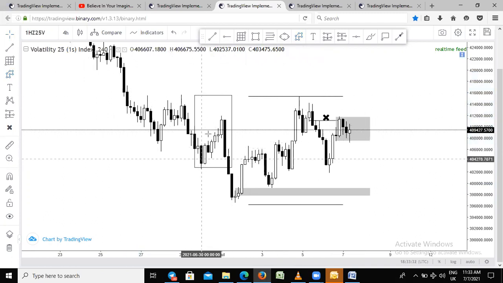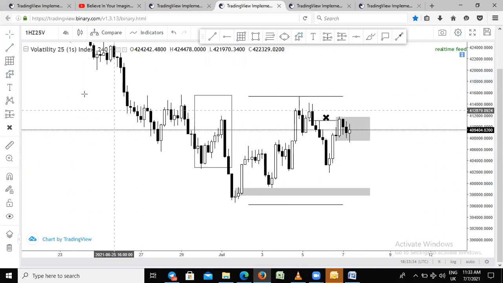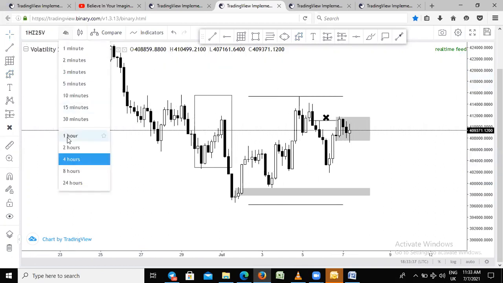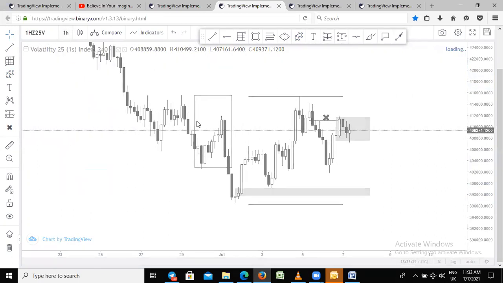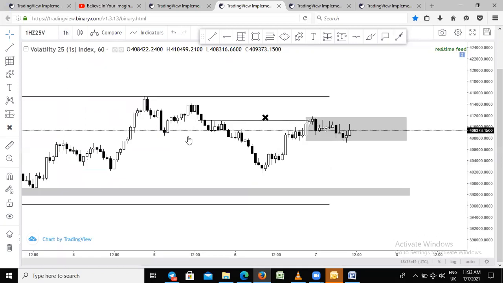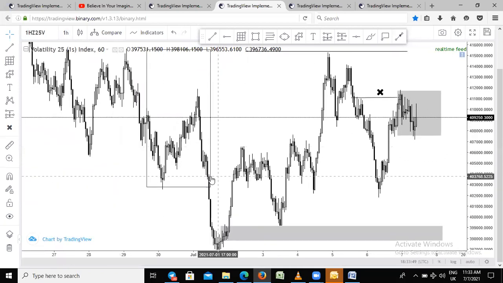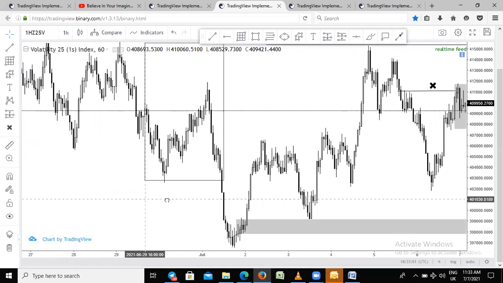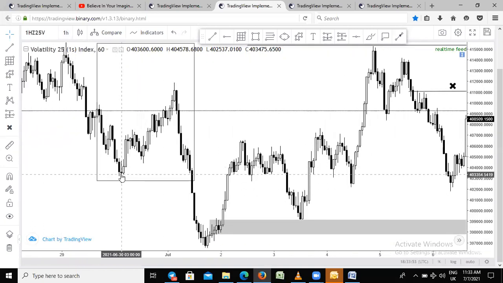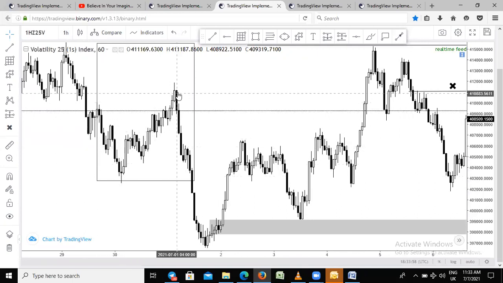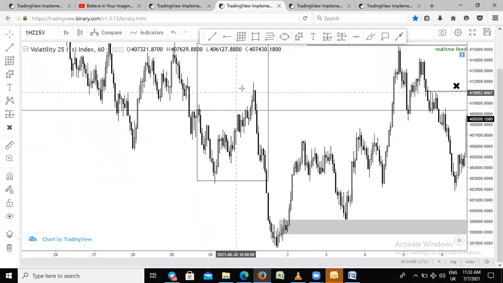Now I want to show you this retracement. I want to show you what is happening on a time frame like 1 hour. Let me show you. Now look at this. What is it creating on the 1 hour? It's creating higher high, higher low, higher high. Do you understand what I'm saying? Are you seeing that?